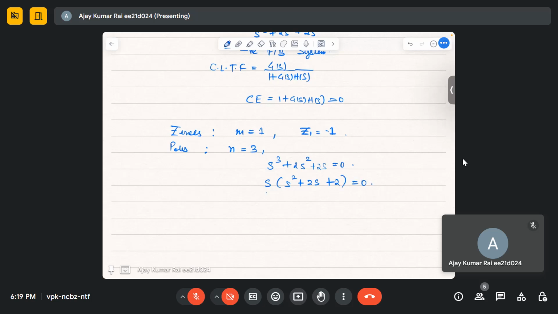Okay, so one pole will be at s equal to 0, at the origin. If you solve s square plus 2s plus 1, you'll get another 2 poles. So we just straight away write the formula for this.